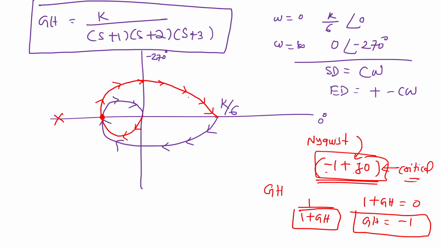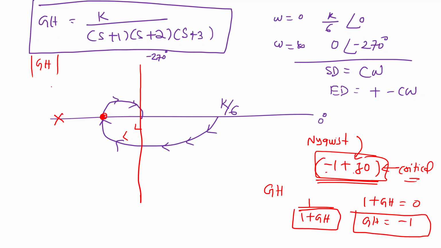Our polar plot, if I remove this red plot, is this one. So first of all, from the polar plot, you find that intersection point. At this intersection point, you need to find the magnitude of GH. But to find the magnitude, you need to know the omega value, because this transfer function is a function of omega, with s equal to j omega. So you need to find at which value of omega this crosses the imaginary axis.